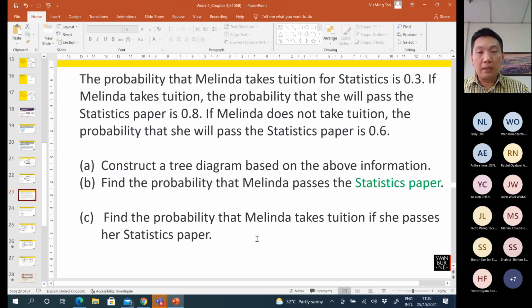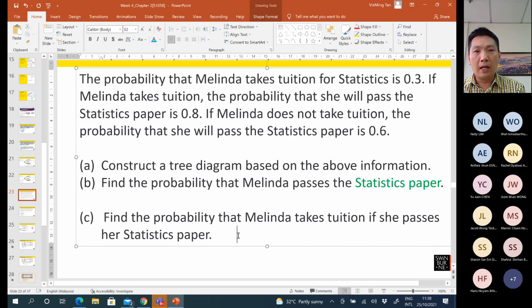Okay, C, what is the question? Find the probability that Melinda takes tuition. Takes tuition, just now we use A to represent it. If she passes her statistics paper, what is the meaning of this sentence? How are we going to translate this sentence into a mathematical equation? Keyword is this one, if.